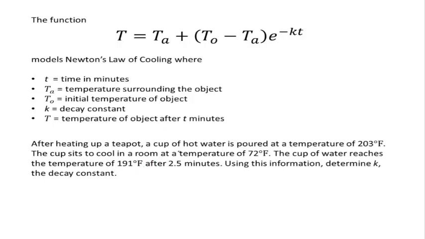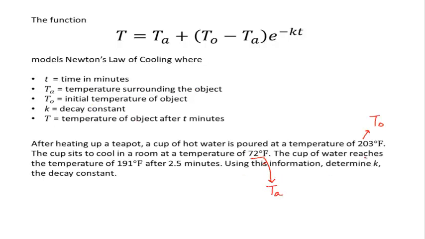After heating up a teapot, a cup of water is poured at a temperature of 203 degrees. So this object is going to be hot water. Its starting temperature or initial temperature is 203 degrees. So let's find initial temperature in our list here. Initial temperature, that's going to be T sub 0. The cup sits to cool in a room at a temperature of 72 degrees Fahrenheit. Okay, so 72 degrees is the temperature of the room. That's the temperature surrounding the object. We're going to call that T sub A.